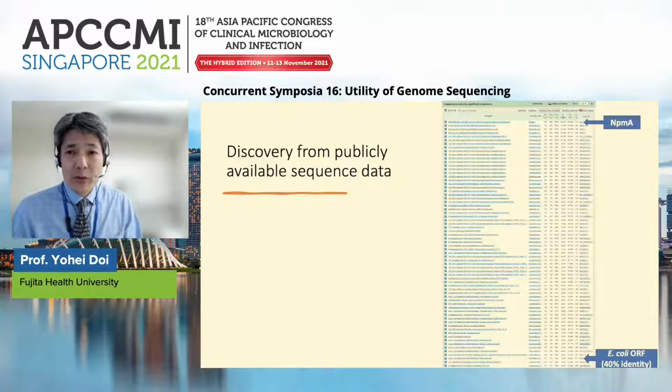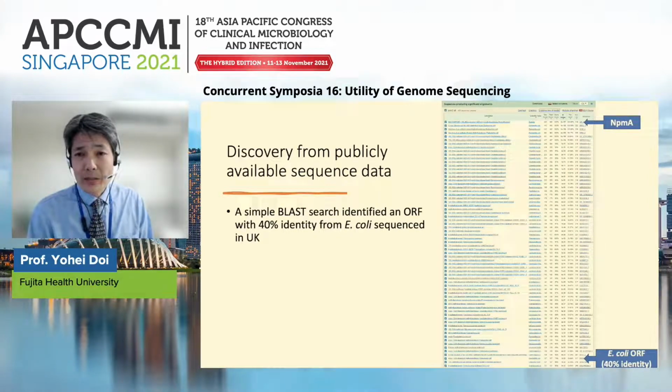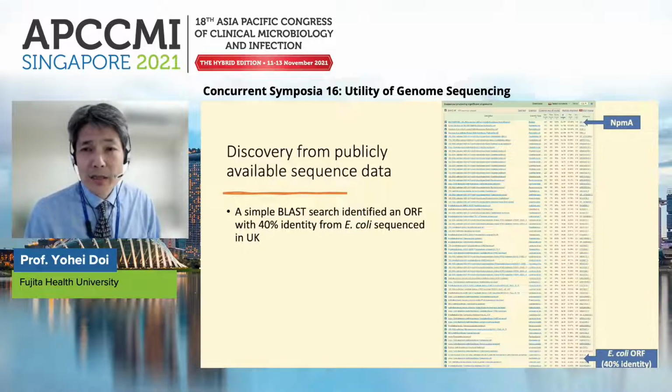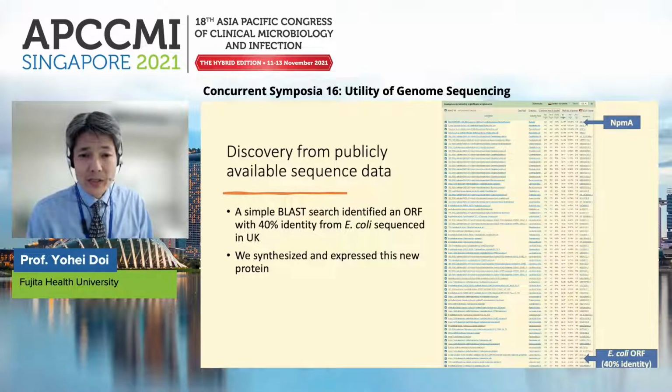So one day I was just doing a BLAST search with NPMA and found this. All the way down on the screen, you can see that there's an E. coli genome with just 40% identity with NPMA. This genome was deposited from the UK as part of a big surveillance program, but the sequence was deposited without specific annotation. So we thought, this might be a completely new enzyme.